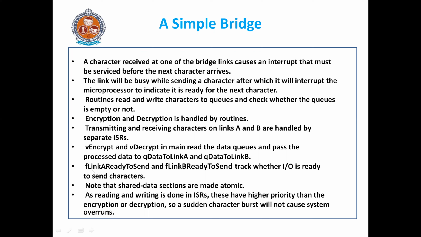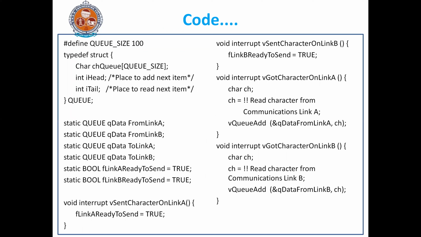And also other routines are F link A ready to send and F link B ready to send routines for sending the characters. So all these routines must be written for this simple bridge. And now we will see how we can write the pseudocode for this simple bridge. So this is the pseudocode for the simple bridge.